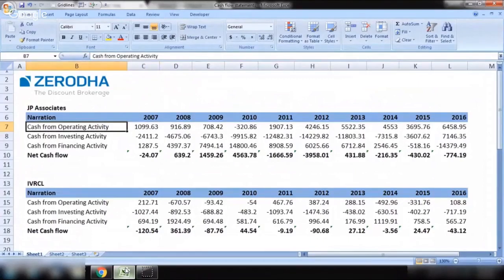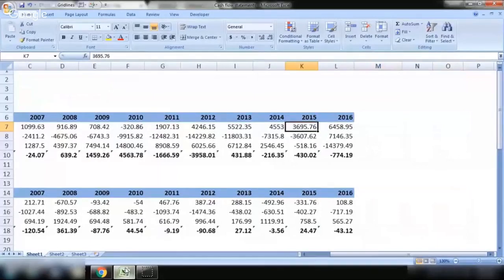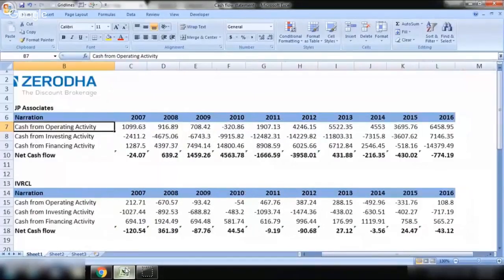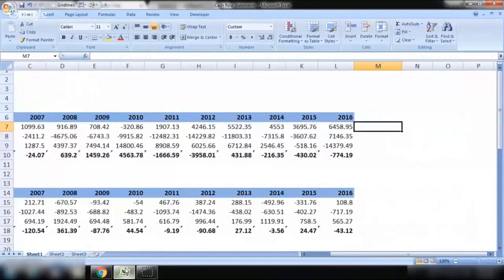Let's look at the cash flow from operations. Operationally, the company has been generating a decent amount of money all through these years. For example, in 2007, it generated close to about 1,100 crores. 2008, about 900 crores. 2009, about 700 crores. 2010, it took a beating, but it looks like they bounced back in 2011, and so on and so forth, right? 2016 looks fantastic. Nearly 6,500 crores of cash has been generated through operations for 2016 alone. On the face of it, it looks fantastic.